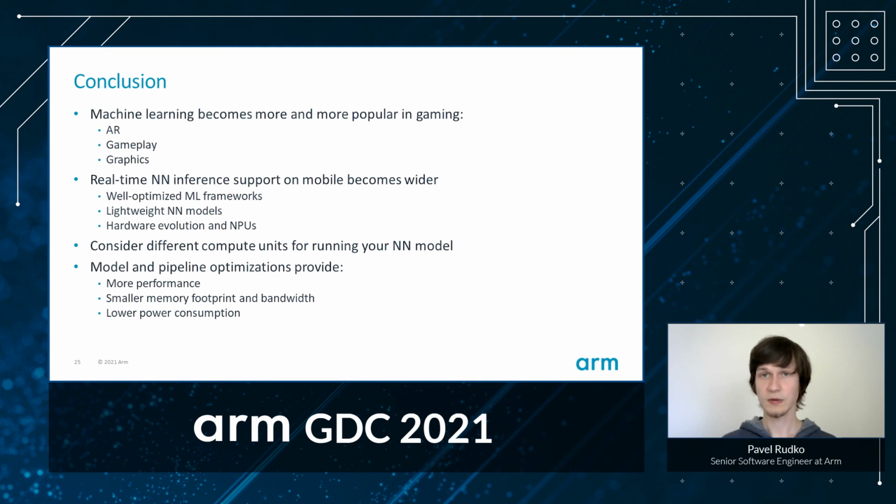When you are working with ML and gaming, you should consider different compute units for your NN model, depending on the task you are trying to solve. And the optimizations and hints we have provided today can help you to achieve better speed, reduce memory footprint and bandwidth, and also reduce power consumption, which is especially important on mobile.